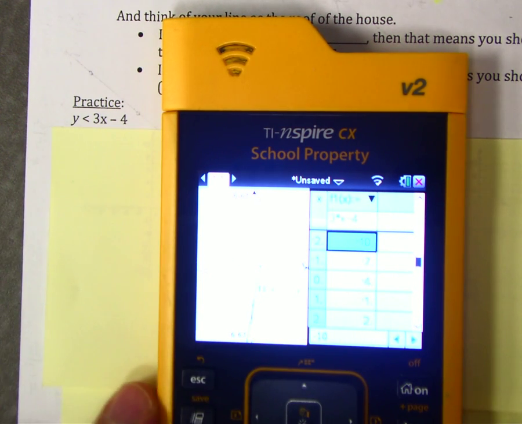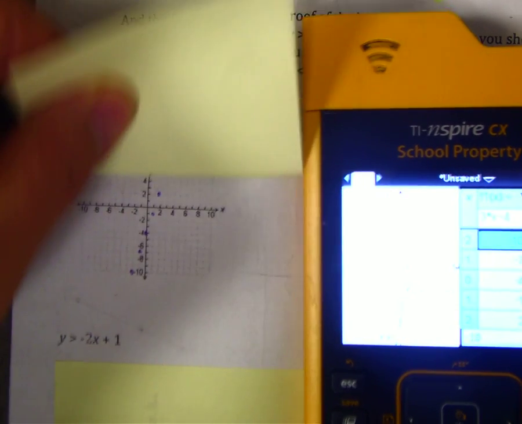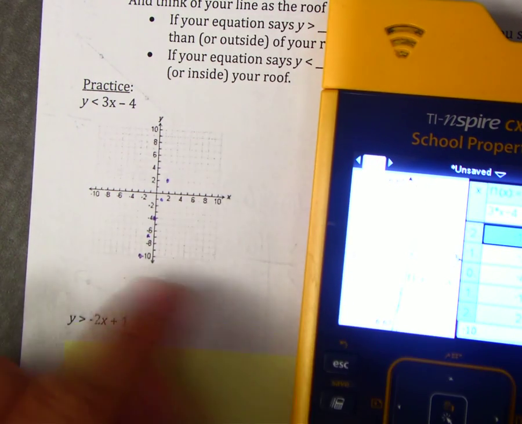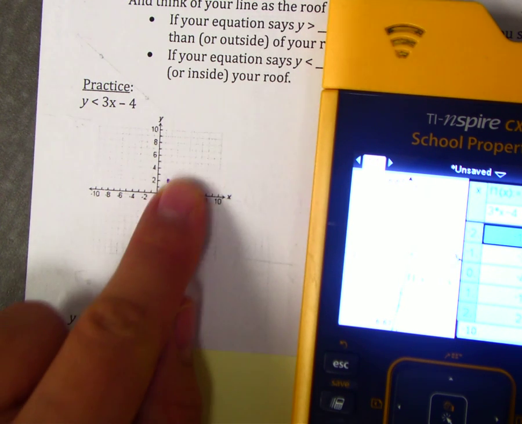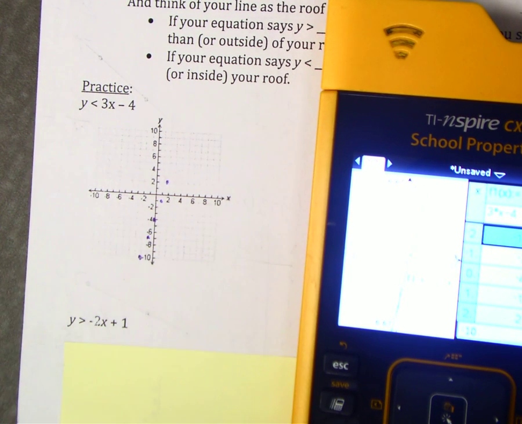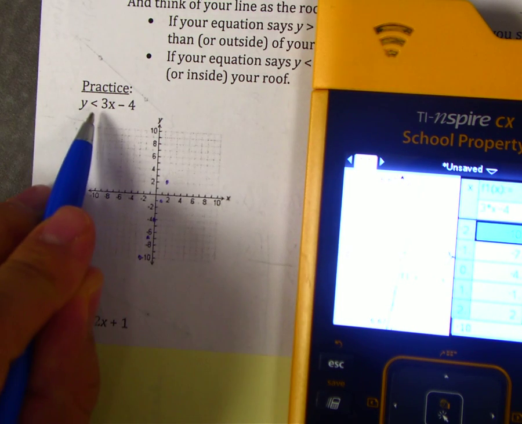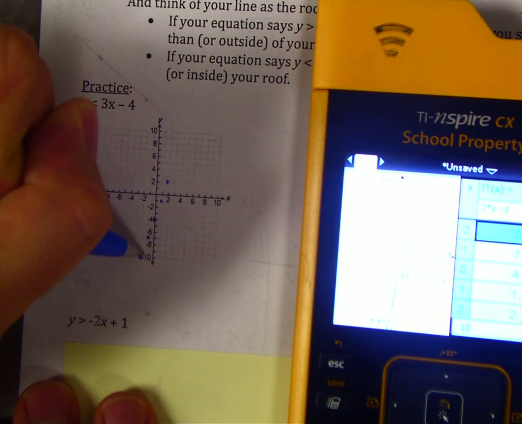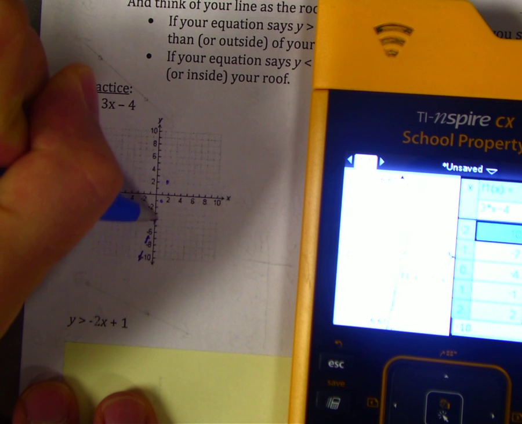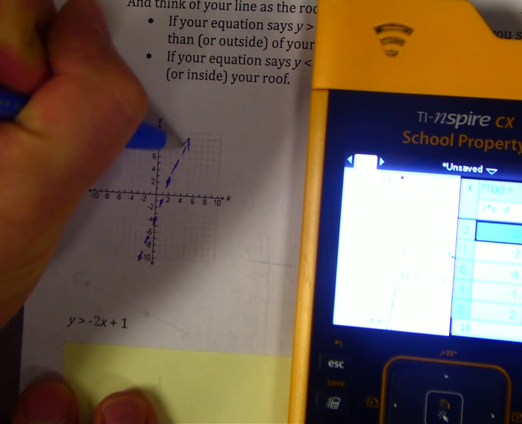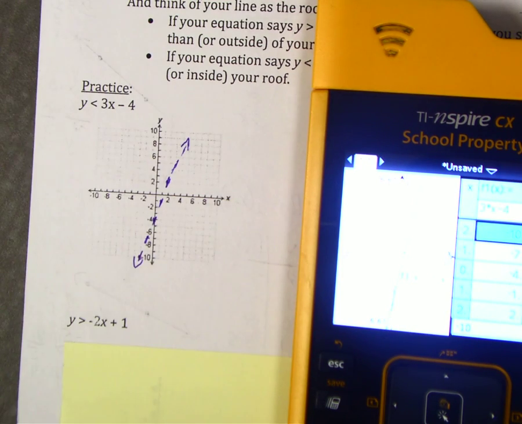All you want to do is plot those points. I've already got them plotted right here on my graph, and you can see the negative 2, negative 10, and so forth. So we've got our points right there. And now I know, since it's not "or equal to," that it's got to be a dashed line. So I'm going to make this a dashed line through my points here and just put an arrow at the end. So that's the first part, dashed.